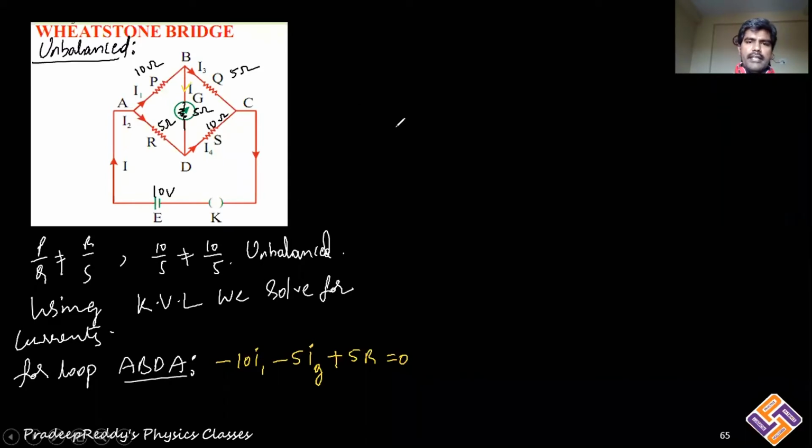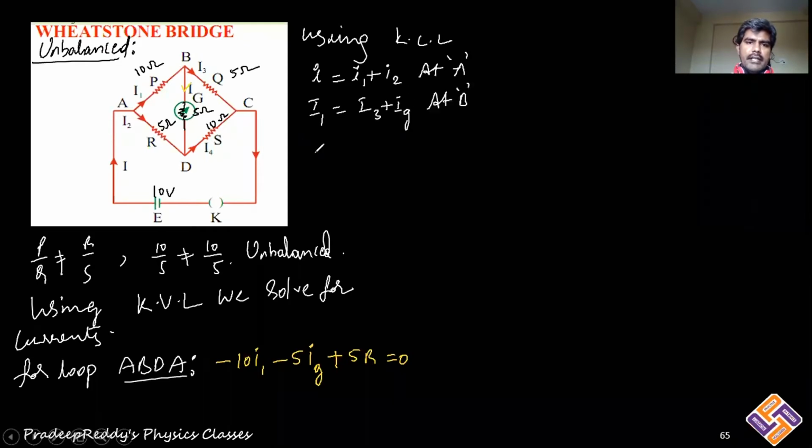Next, you can use KVL, sorry, using KCL. You can write I is equal to I1 plus I2 at A, and you can write I1 is equal to I3 plus IG at B. So IG can be simply written as I1 minus I3. Take this as equation number 1. Take this as equation number 2. Take that 2 and substitute in equation 1.